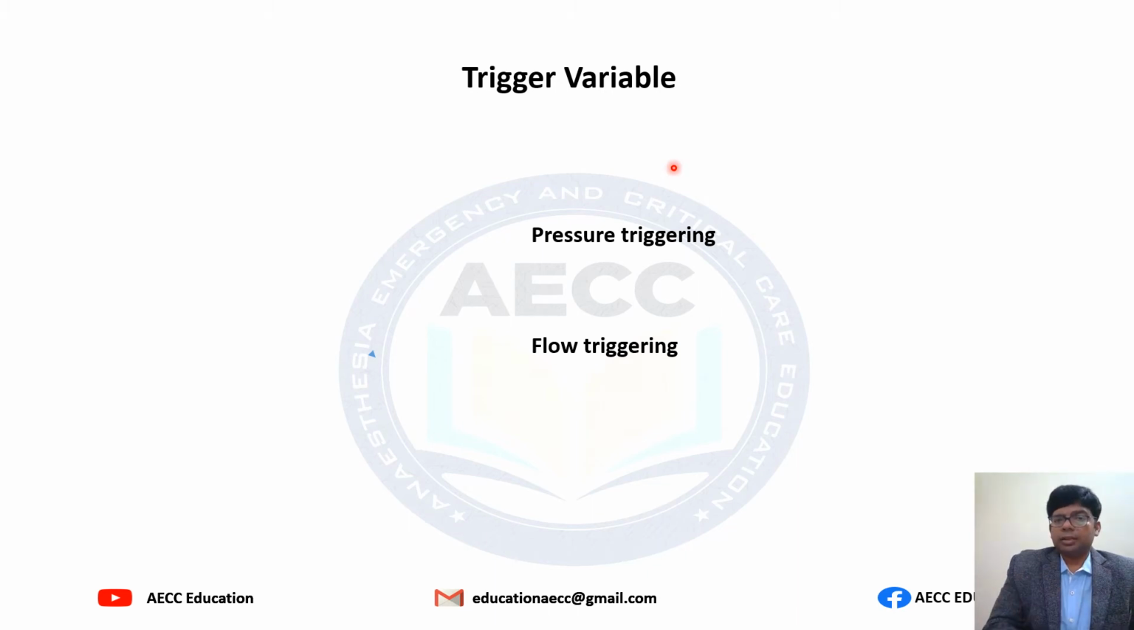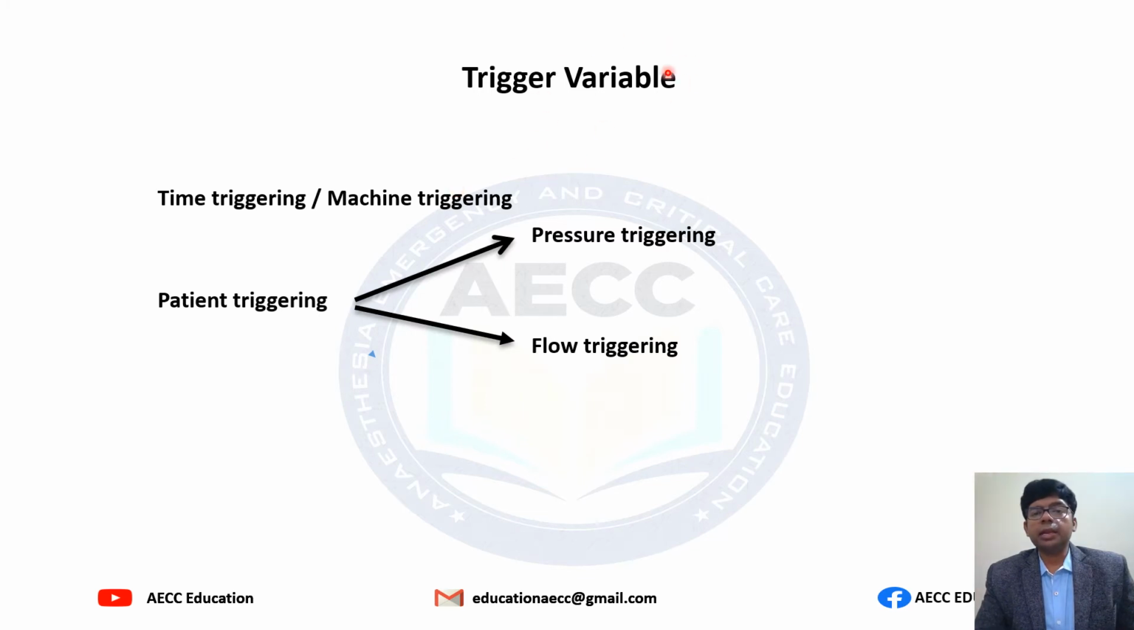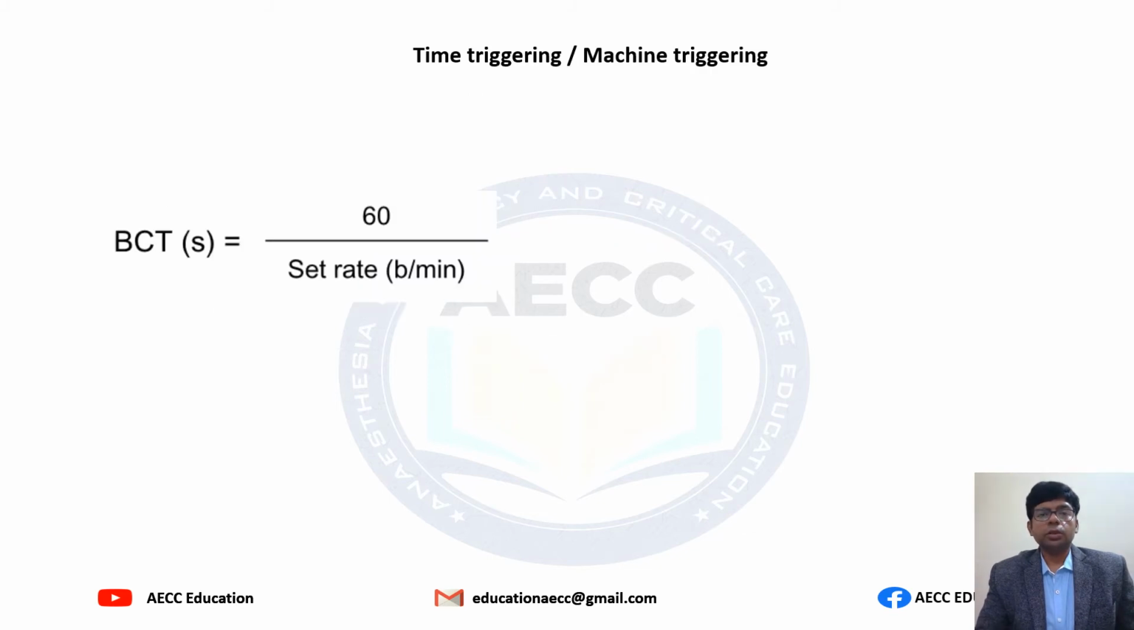Two ways this can occur. The ventilator can initiate a breath after a preset time, that is time trigger by the machine, also known as the machine trigger. Or the patient can trigger the machine based on the pressure or flow. So time triggering is based on the breath cycling time.